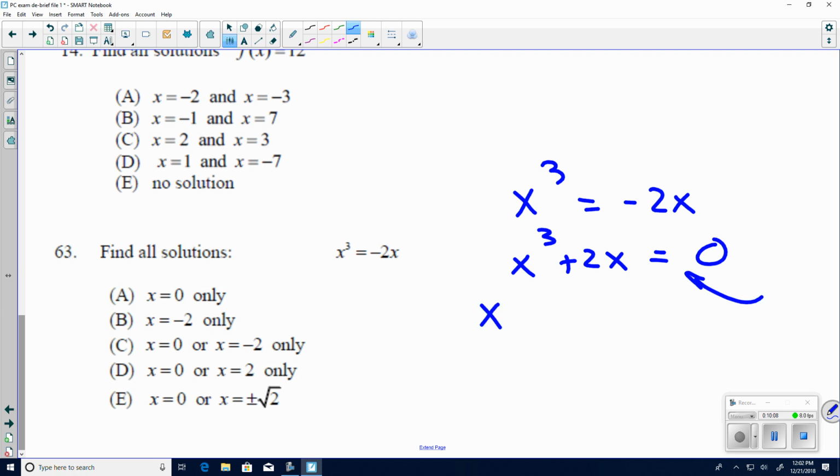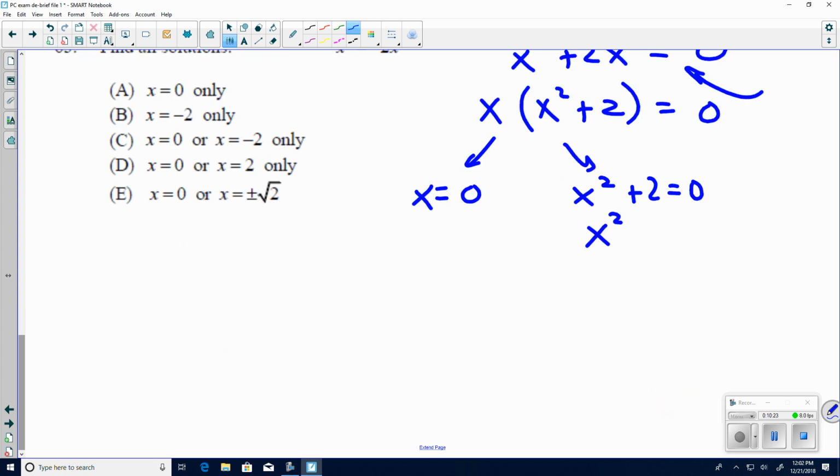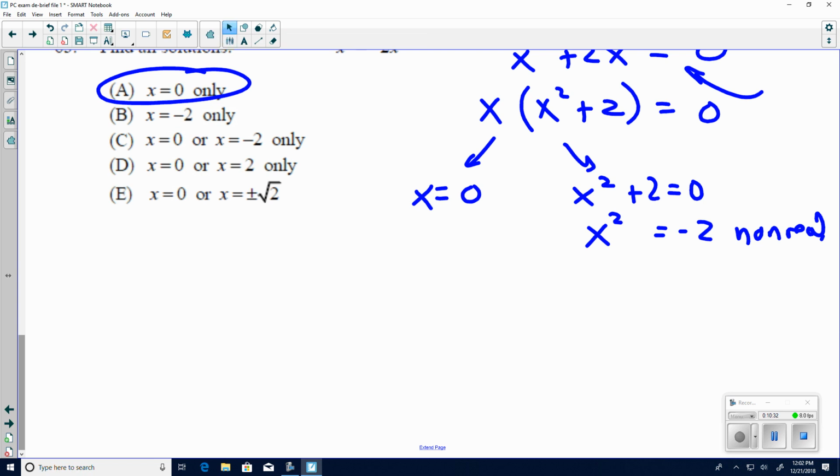Then factor: x times (x squared plus 2) is equal to 0. And then set each factor equal to 0. X is equal to 0, or x squared plus 2 is equal to 0, and that has non-real solutions, right? X squared is minus 2, non-real. Okay, so when we got to that, we got that one only.